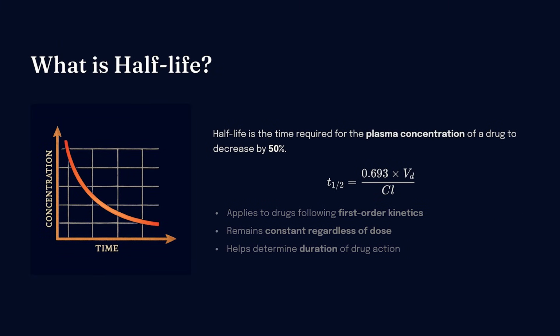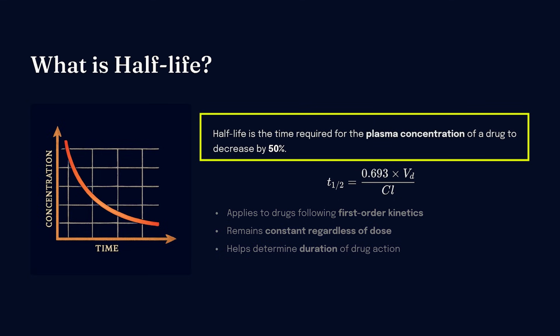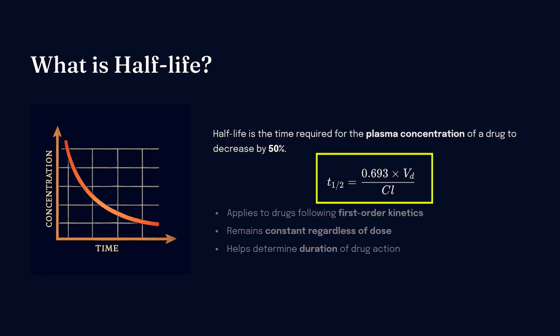What is half-life? Half-life is the time required for the plasma concentration of a drug to decrease by 50%. Mathematically, half-life is given by 0.693 multiplied by the volume of distribution, or Vd, divided by clearance, or Cl. This concept applies to drugs following first-order kinetics, where half-life remains constant regardless of dose. Half-life helps determine the duration of drug action. In general, drugs with a longer half-life remain in the body for a longer period.